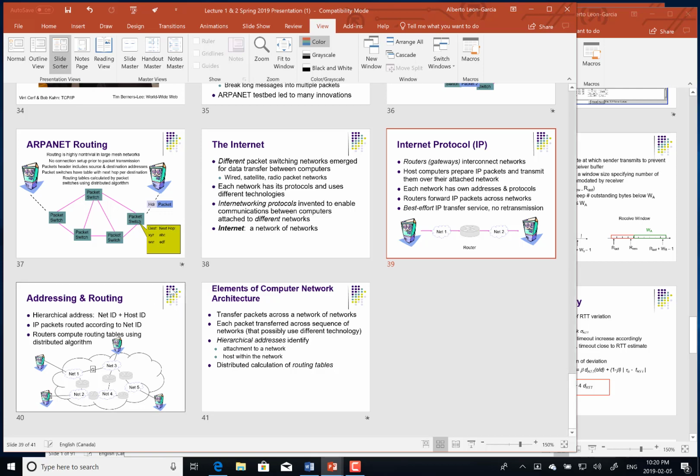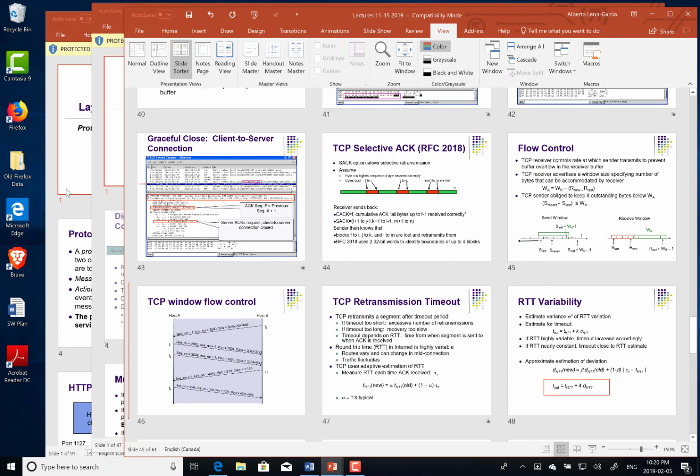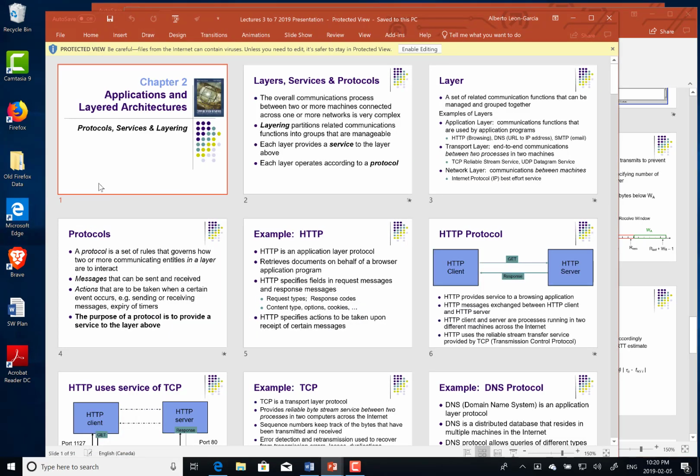So let's look at the material from chapter 2, which started going into internet protocols in more detail. Chapter 2 is probably the most important chapter in the book because it talks about how networks are organized, in other words, their architectures, and it introduces the fundamental concepts involved here.